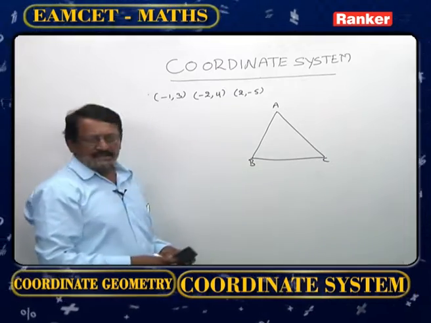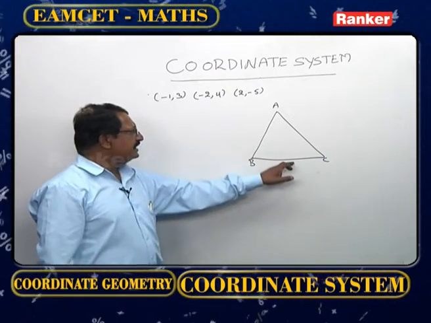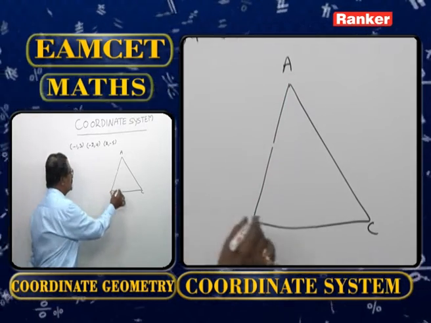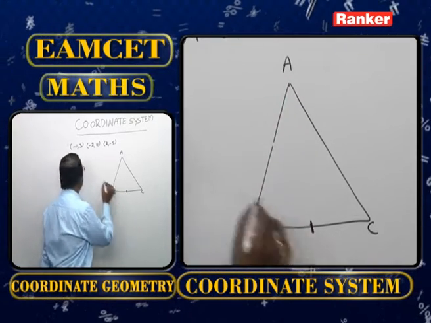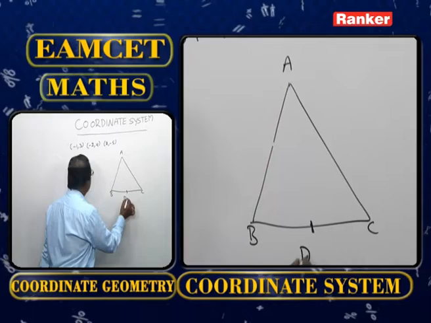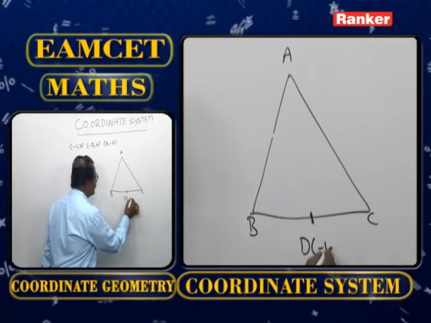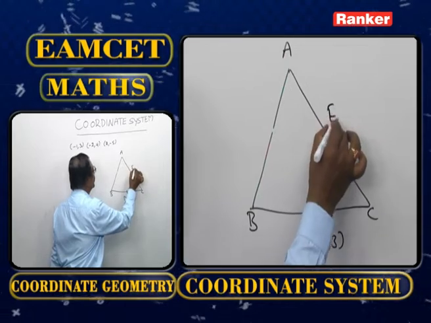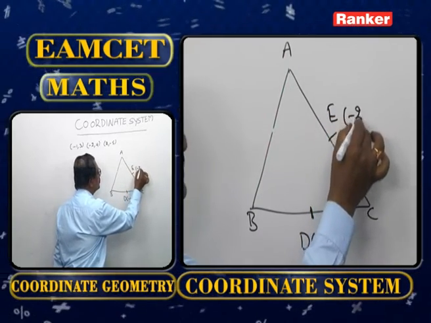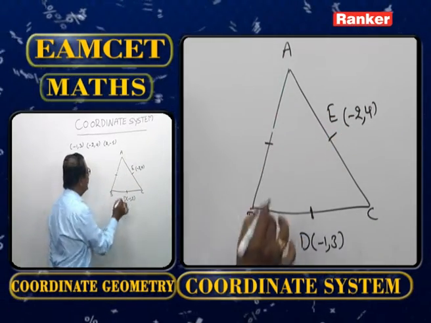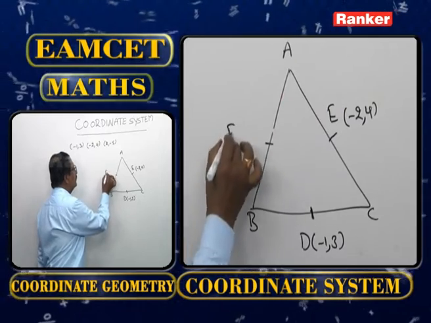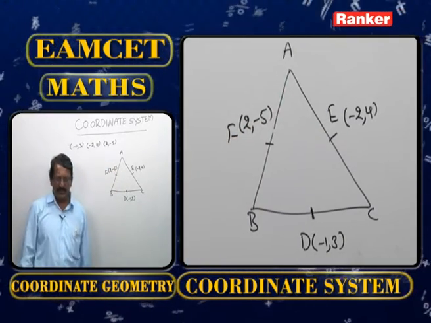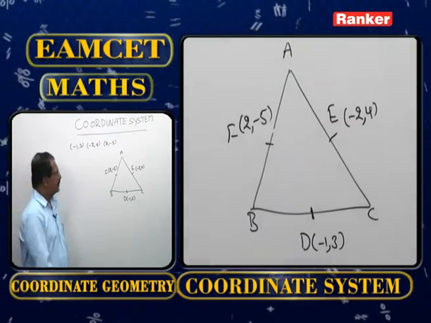Now given the midpoints of the sides BC, CA and AB of the triangle ABC. The midpoint of the side BC is D (-1, 3). The midpoint of side CA is E (-2, 4). The midpoint of the side AB is F (2, -5). Now we require the length of the median through vertex A.